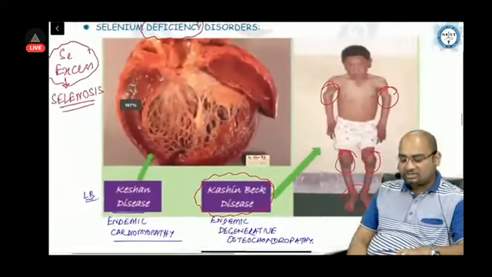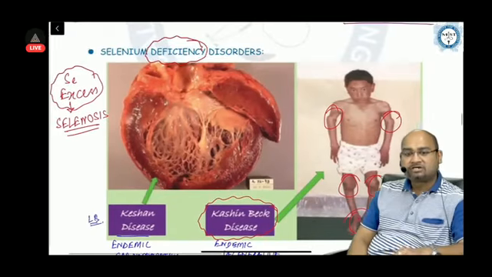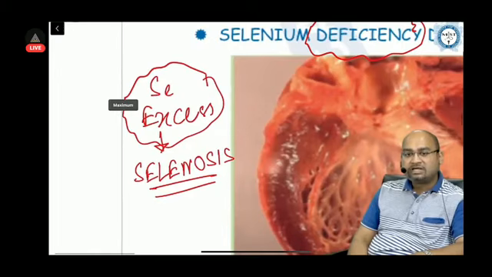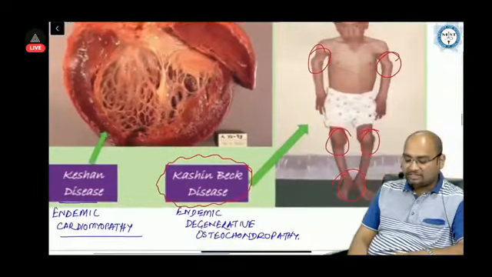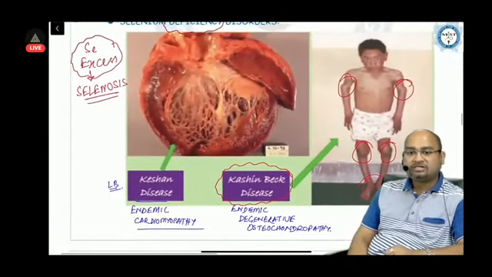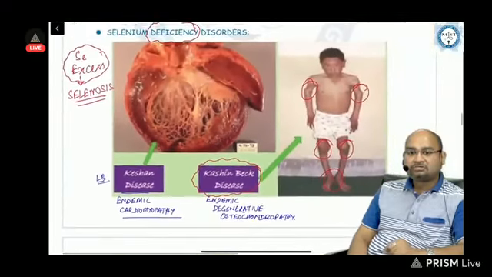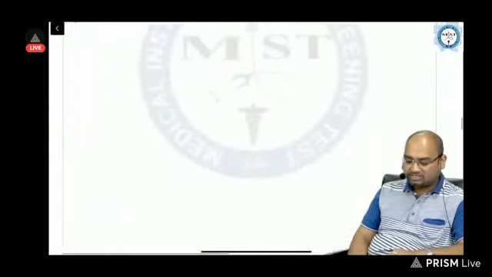Selenium deficiency has two disorders: Keshan disease and Kashin-Beck disease. Please remember, selenium excess is not Kashin-Beck. Selenium excess is called selenosis. Kashin-Beck disease is not selenosis. Kashin-Beck disease is a different disorder, where we have degenerative osteochondropathy. Keshan disease is where we have endemic cardiomyopathy. So selenium deficiency disorder has been asked in your FMG exam.